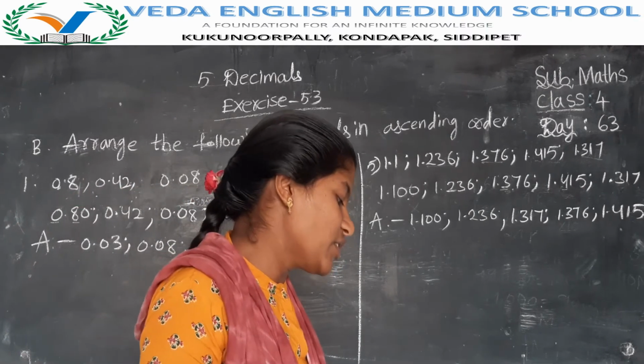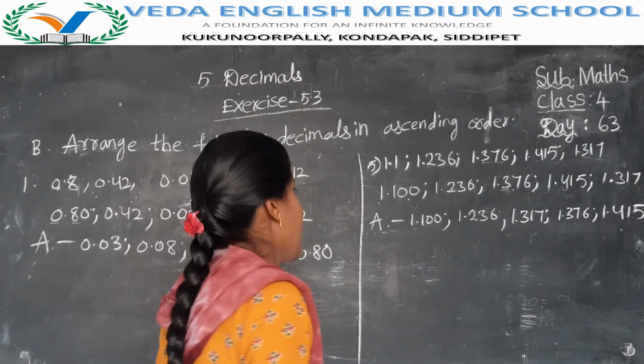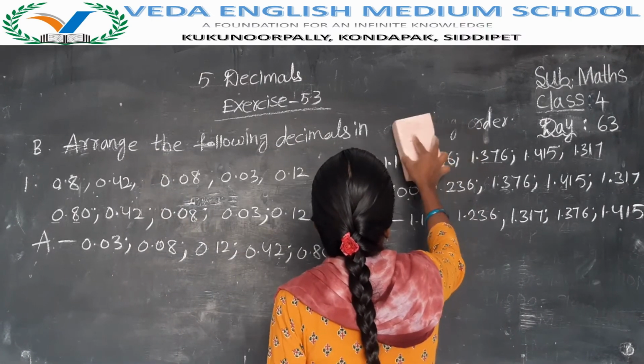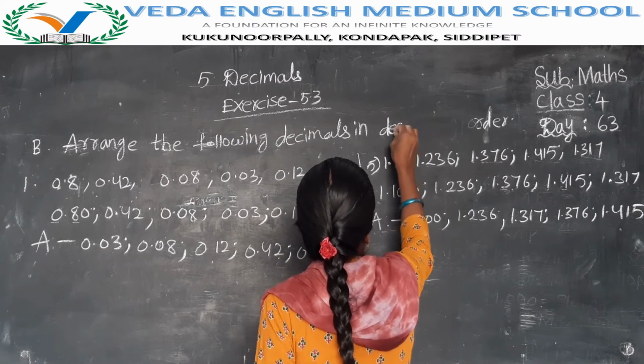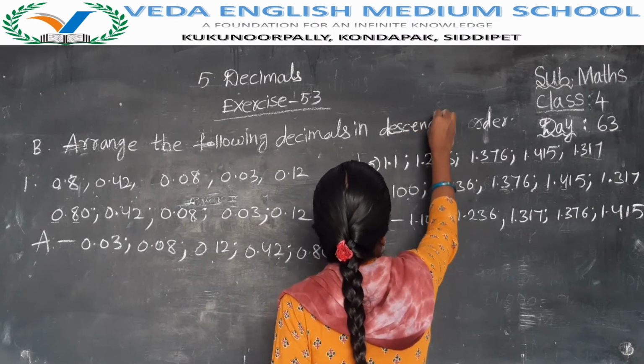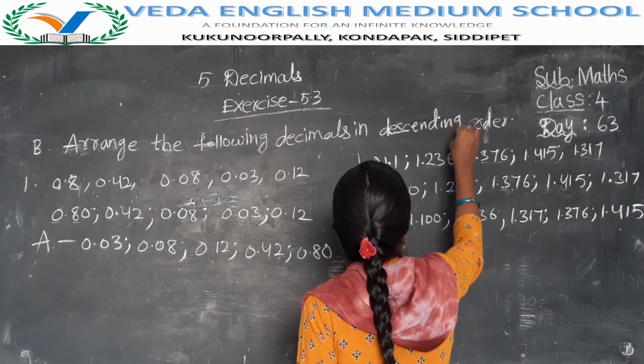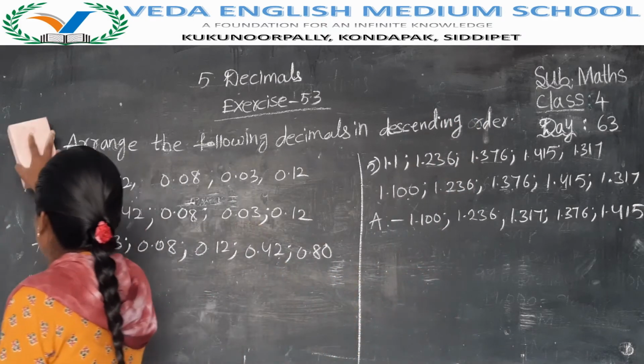Next bit, arrange the following decimals in the descending order. Descending order is nothing but the arrangement of numbers from greater number to smaller number. That means it is the opposite of ascending order also we can say. See it.